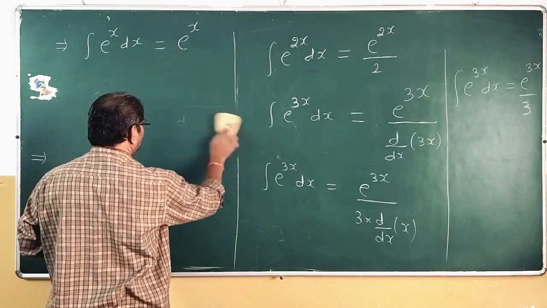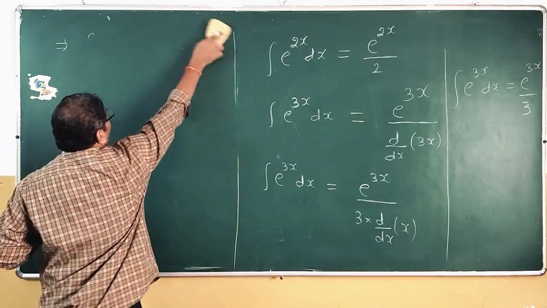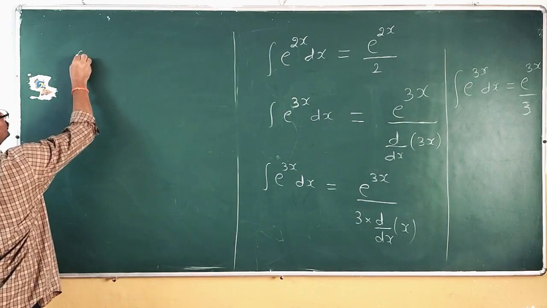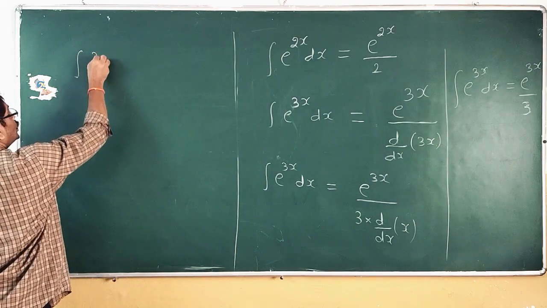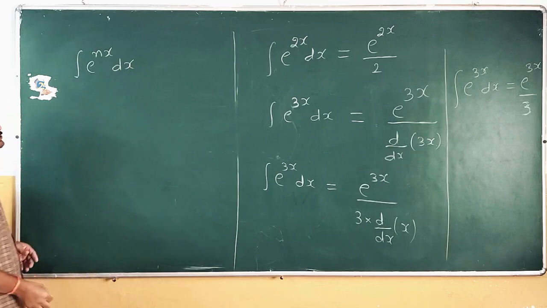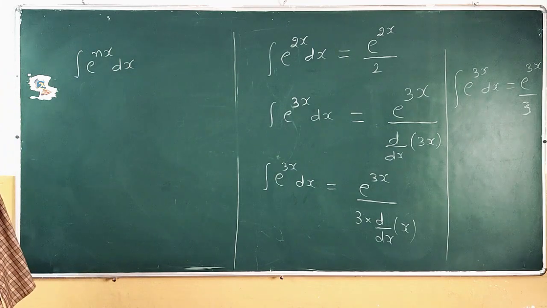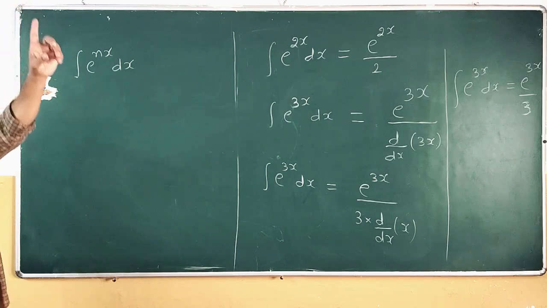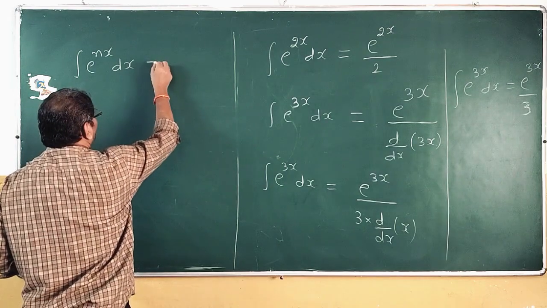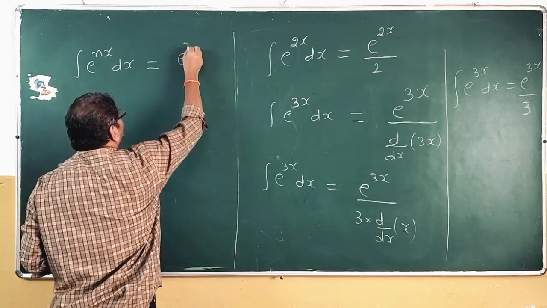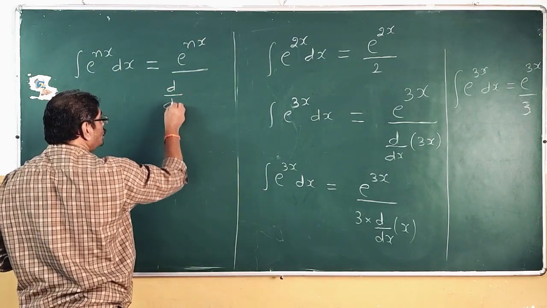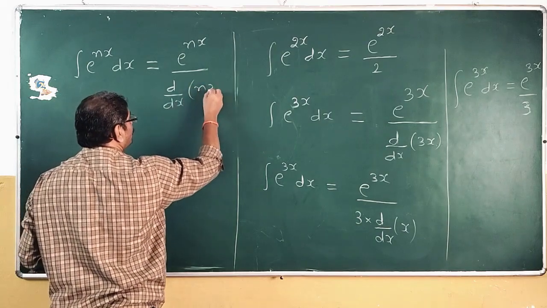Similarly, if I take one more thing, what will be the integral of e^(nx) dx? In the same way, you already know this will be equal to e^(nx) divided by d/dx of nx.